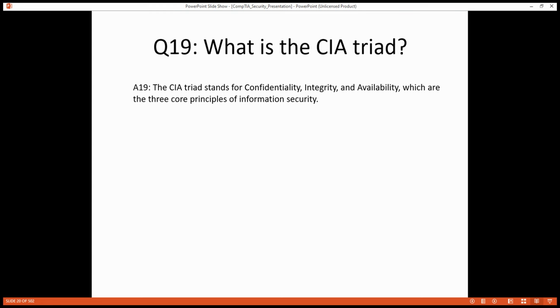Q19. What is the CIA triad? A19. The CIA triad stands for confidentiality, integrity, and availability, which are the three core principles of information security.